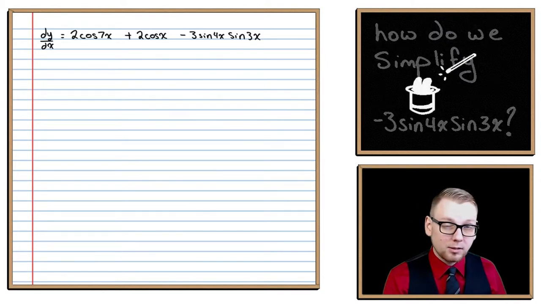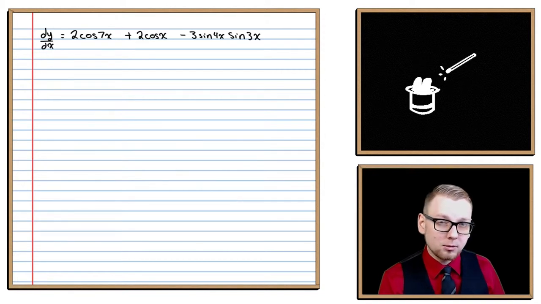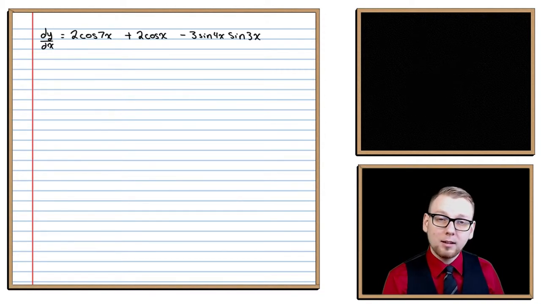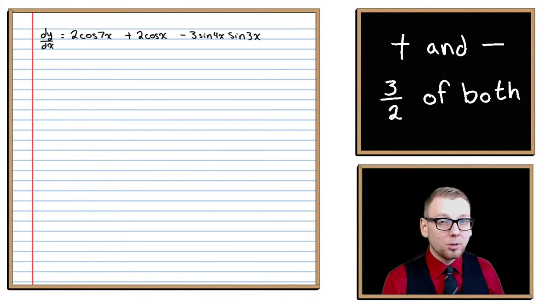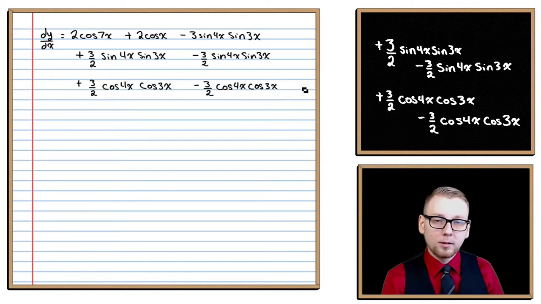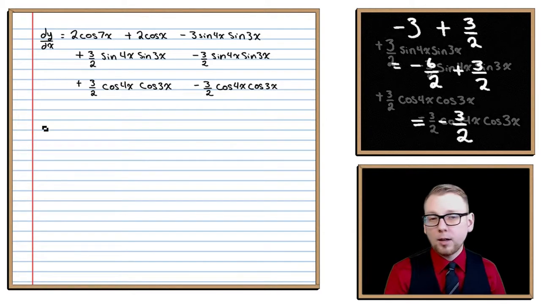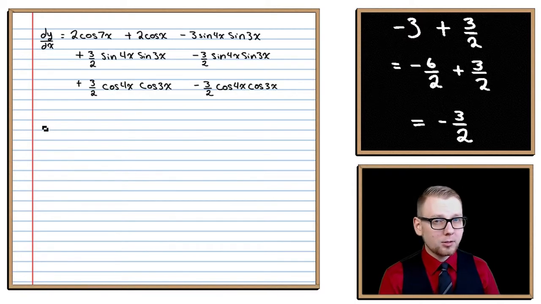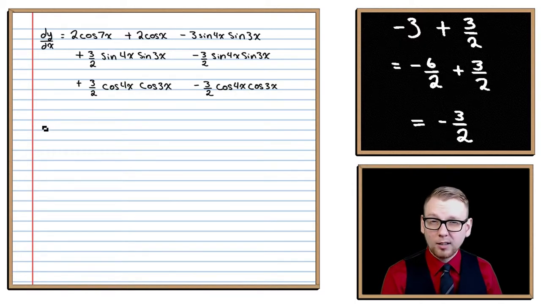So here's a little trick. We're going to add 0 again. We're going to add and subtract both 3 over 2 of sine 4x sine 3x and cosine of 4x cosine 3x. Now this step may seem really confusing and difficult, but you'll see in a moment why we chose those numbers. Minus 3 plus 3 over 2 is equal to minus 3 over 2.